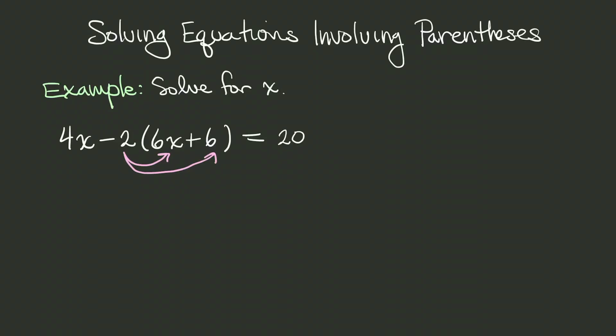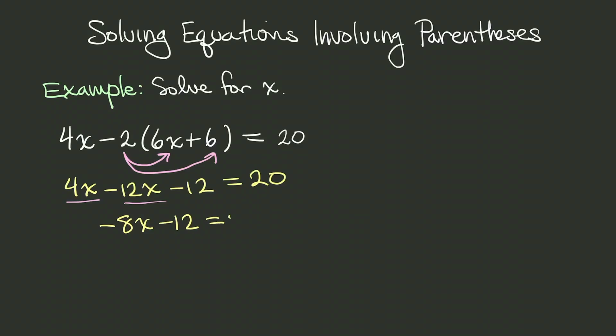On the left-hand side, that's going to leave us with 4x, and then we have -2 times 6, so that'll be minus 12x. And then we have -2 times 6, which will give us -12. And that's equal to 20. Now we'll combine any like terms. So on the left we have 4x minus 12x. That's going to give us -8x minus 12 is equal to 20.